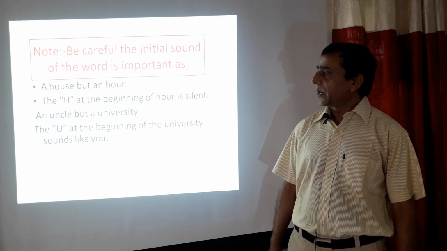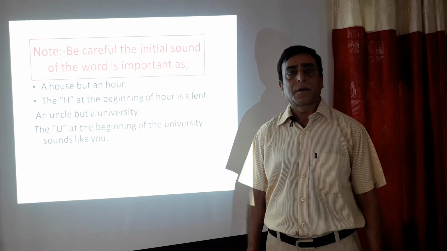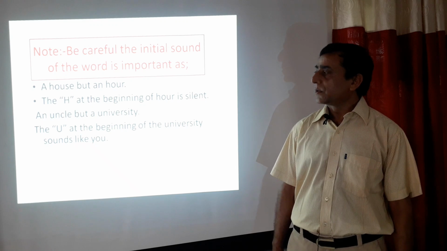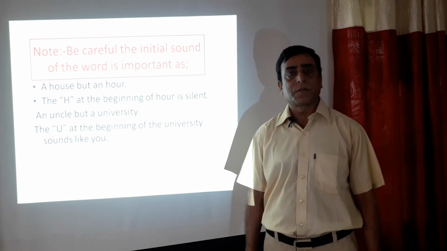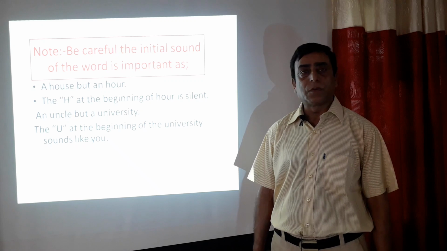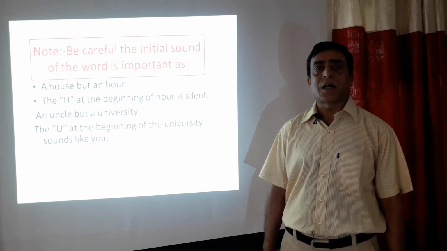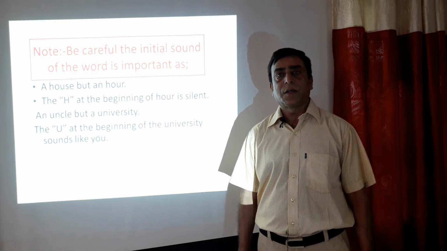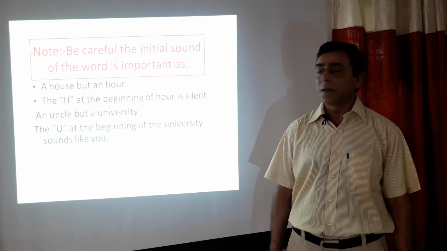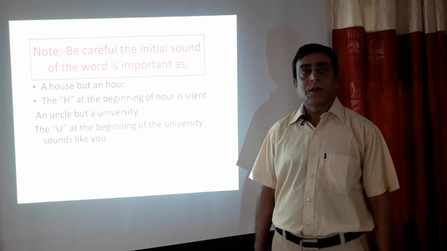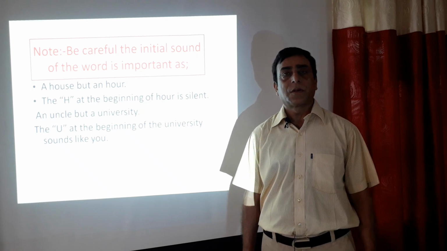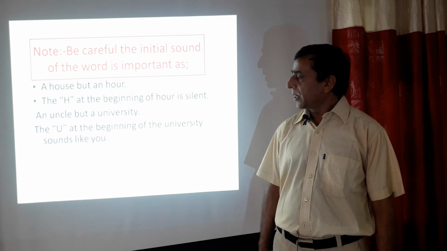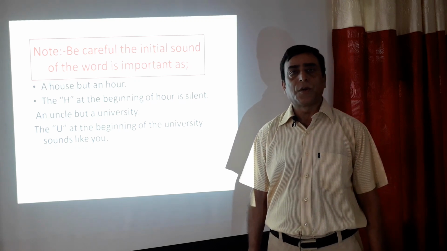Second one, an uncle but a university. In these two nouns, both start from U, but the sound is different. Before uncle we use an because it is the sound of a vowel. But before university we use a. Why? Because university begins with the sound of Y-U, university.